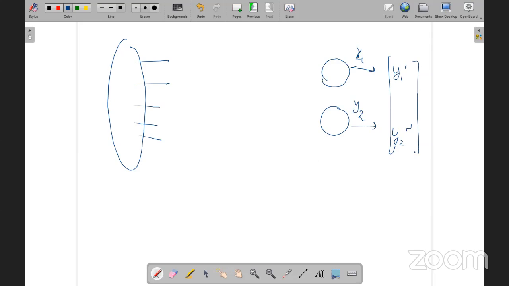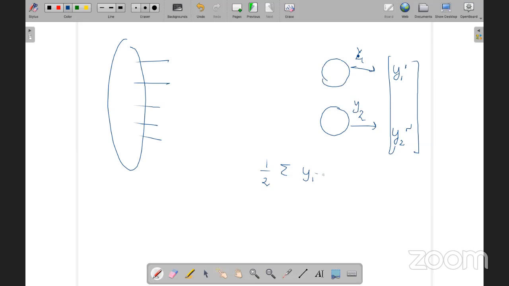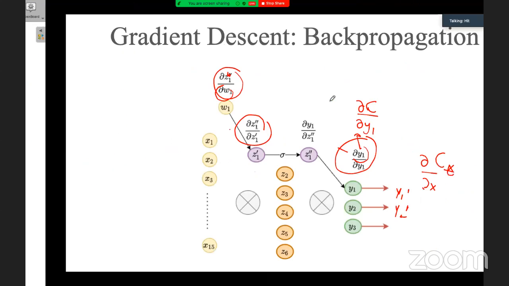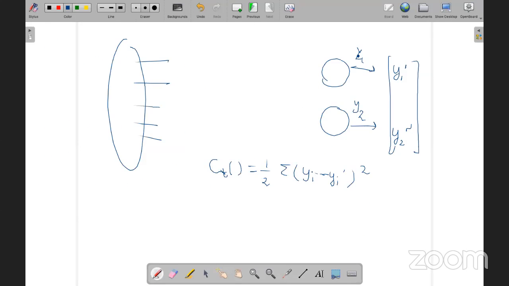So assume that our cost function is 1/2 of summation of (yi minus yi prime) whole square. So this is what the cost is for one example. So we just want to find out, if you remember from here, dC by dy1.